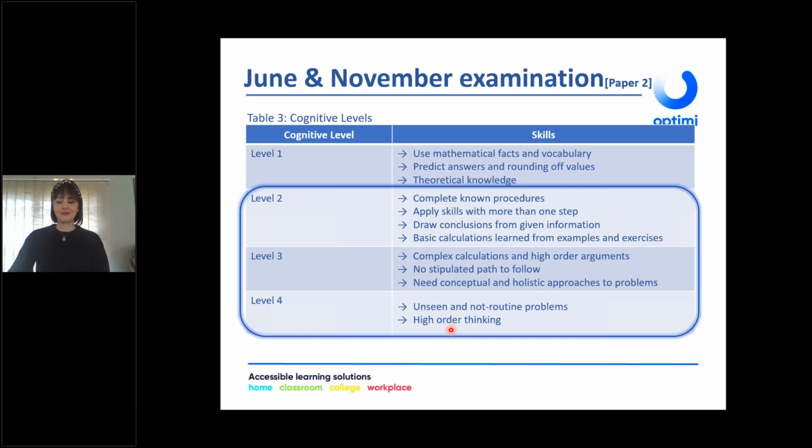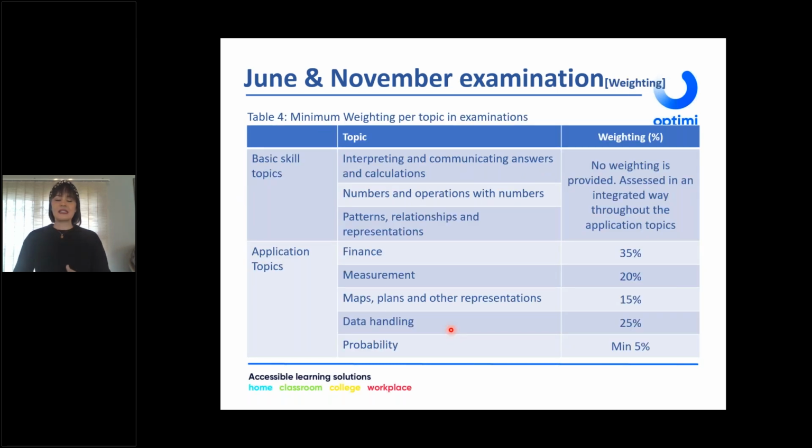Now, lastly, let's have a look at the weighting. Now, as I mentioned, all your papers, paper one as well as paper two, will include basic skill topics. As I explained, this is rounding off, estimation, making comparisons, analyzing, drawing graphs. So, basic mathematical skills. Now, you will see that there is no weighting provided for these topics, as it will be integrated throughout the application of the topics.